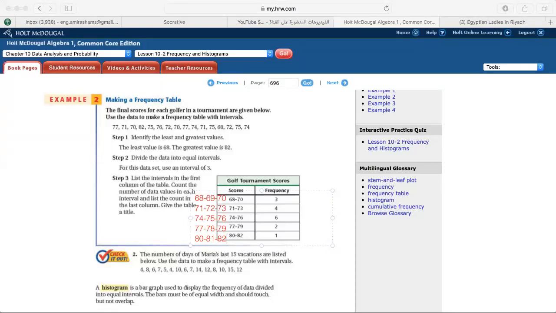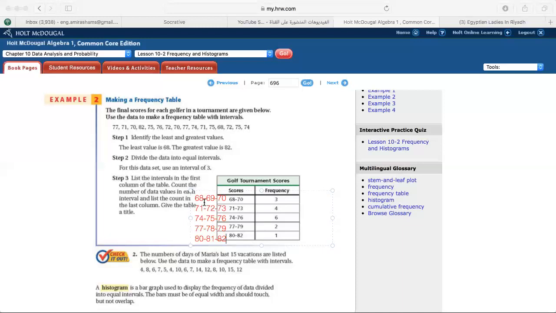Then I'm going to count. I have 68, 69, and 70 for this interval. Here, list the intervals in the first column of the table. Count the number of data values in each interval and list the count in the last column. Give the table a title. This interval, 68, 69, and 70.